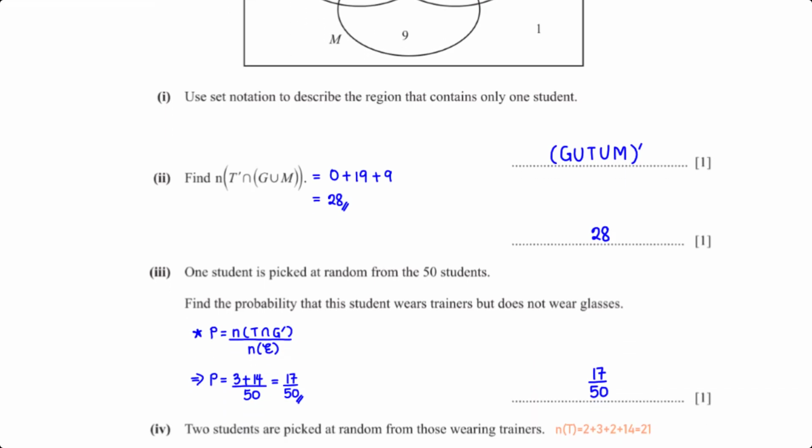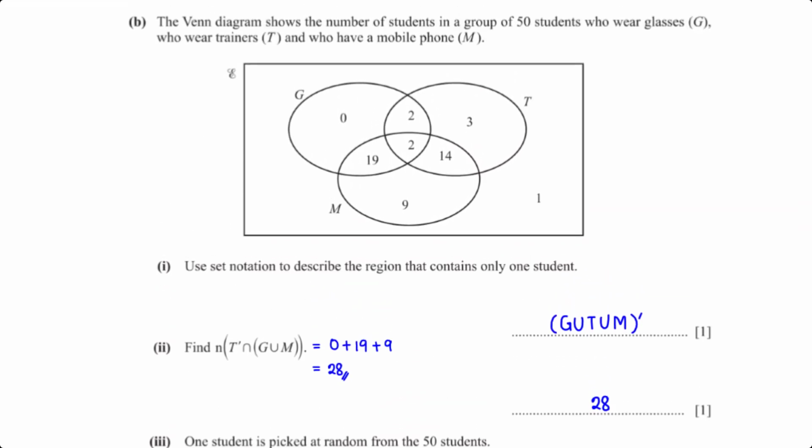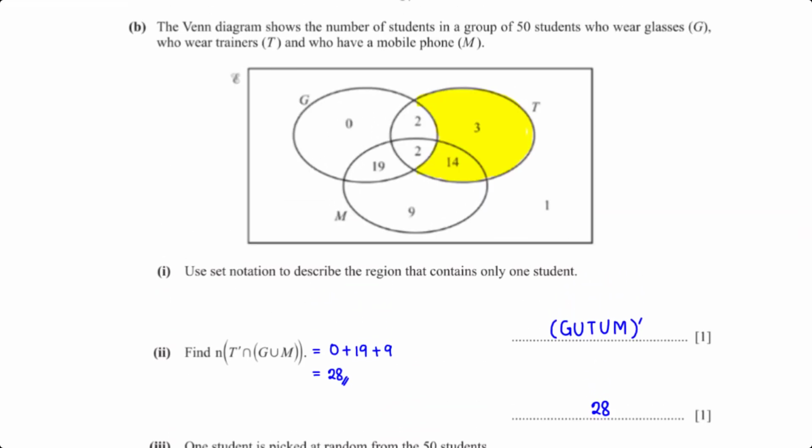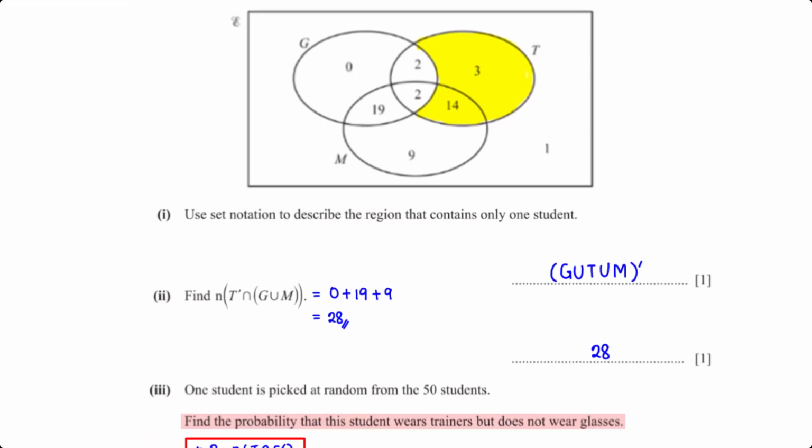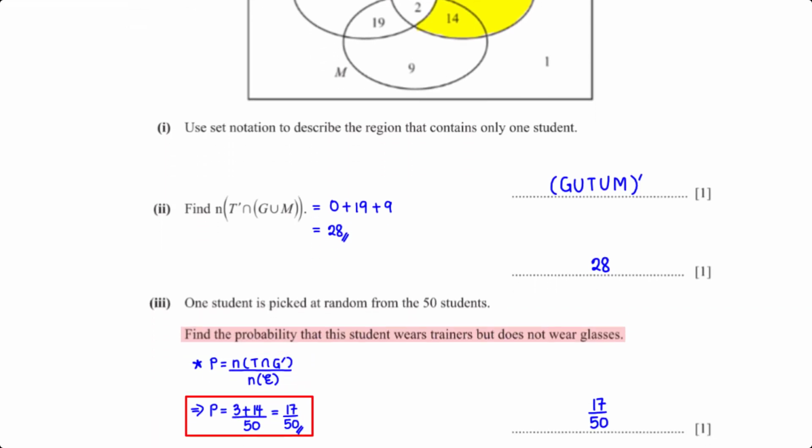One student is picked at random from the 50 students. Find the probability that this student wears trainers but does not wear glasses. This probability is equal to the number of students who wear trainers but do not wear glasses divided by the total number of students. From the Venn diagram, we see that the number of students who wear trainers but do not wear glasses is 3 plus 14, which is 17. So we have 17 over 50.